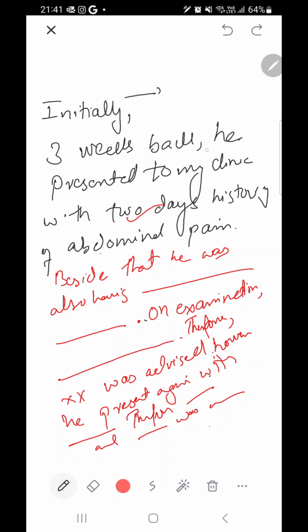We can write it down: three weeks back, he presented to my clinic with two day history of abdominal pain.